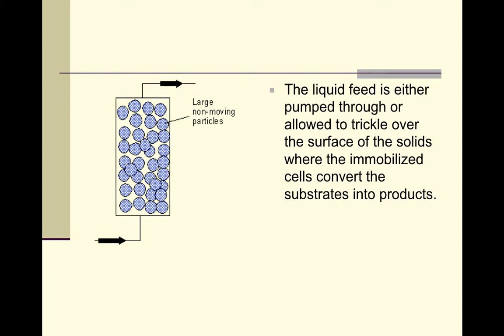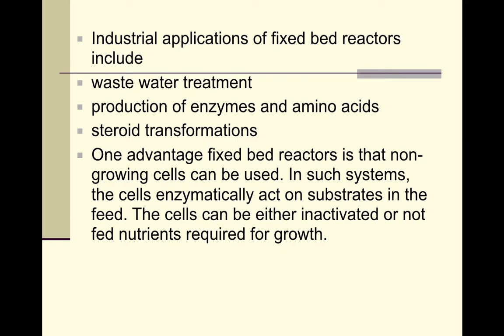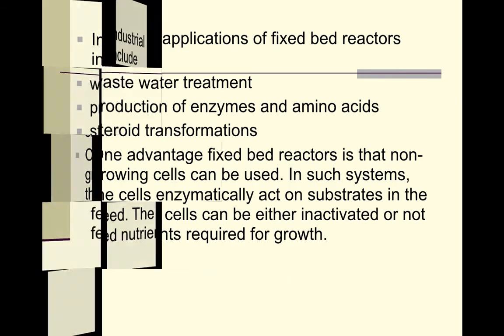Commonly, these kinds of fermenters are used if the organism in question is a fungus. It becomes very easy for the fungus to grow around the solid support, and all you have to do is keep dripping the nutrient medium on it, and what comes out through the other side will have a very high concentration of the end products, commonly used for production of various kinds of organic acids and enzymes produced by fungus and so on. As I said, the industrial applications can be production of enzymes, amino acids, wastewater treatment, and so on.